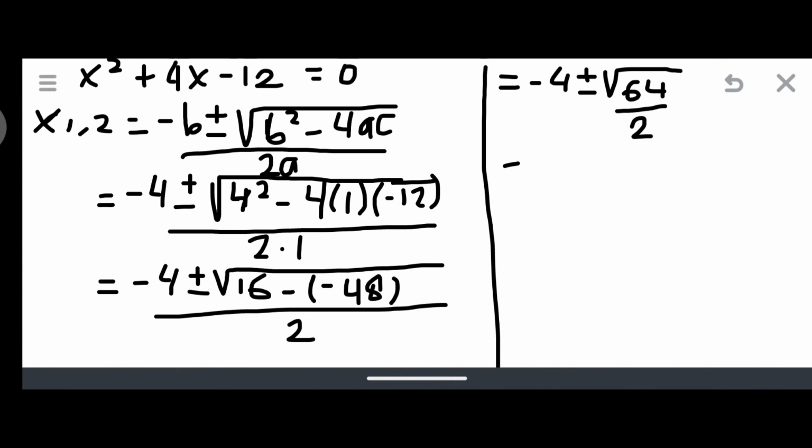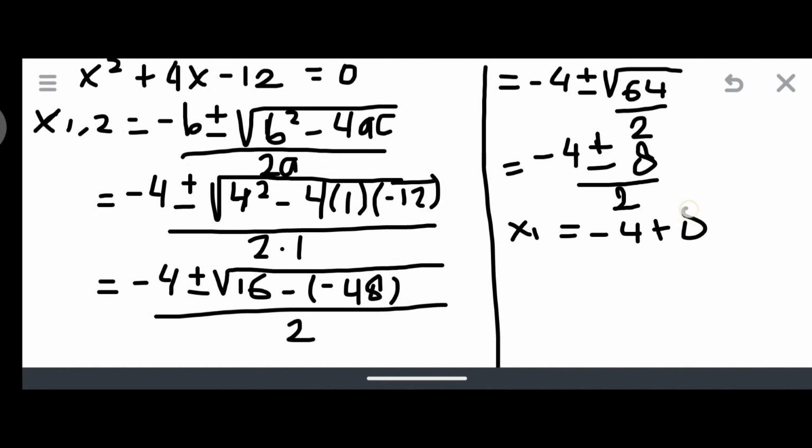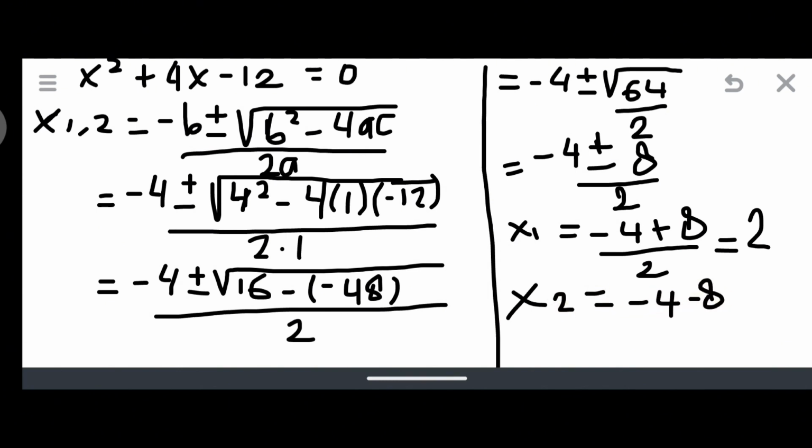equals negative 4 plus or minus the square root of 64 over 2, equals negative 4 plus or minus 8 over 2. x1 equals negative 4 plus 8 over 2 equals 2. x2 equals negative 4 minus 8 over 2 equals negative 6.